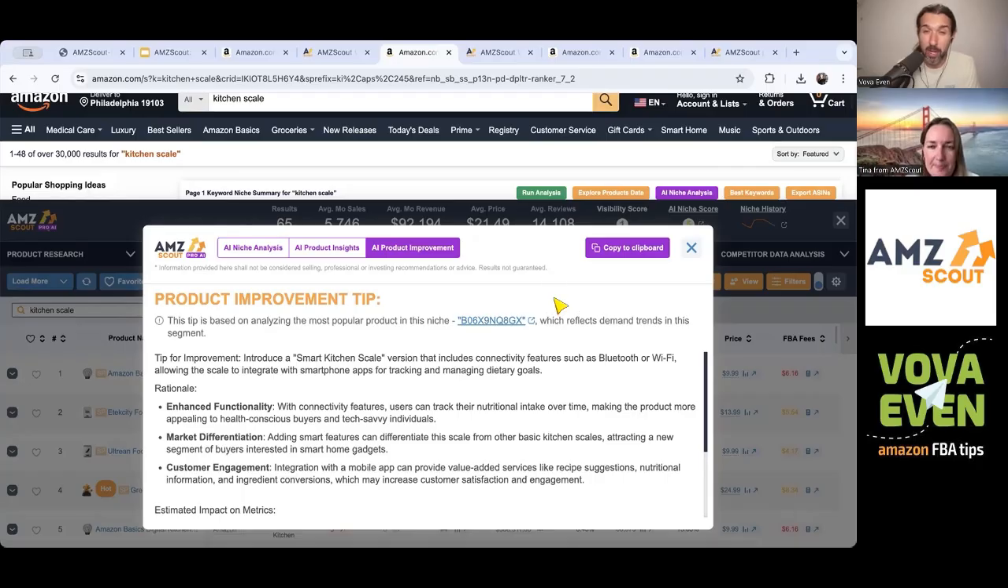Is this just the first page, or does it scan multiple pages? I'm curious. Yes. What we usually do is analyze the first two pages of organic results, because sponsored results are right here, but they don't influence the niche. They are here by paying money. So just two pages of the organic keyword results we're checking.